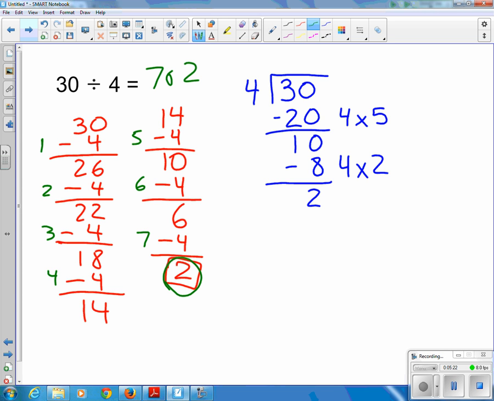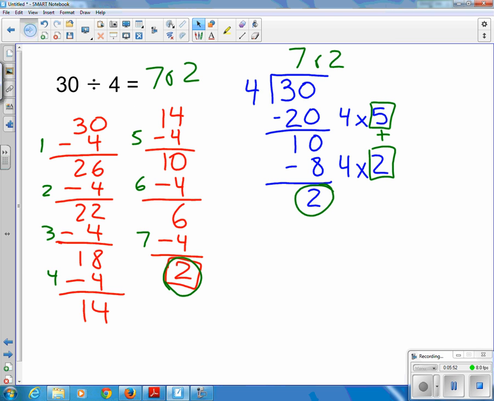Now, 20 is what? 4 times 5. So it's the 4 repeated 5 times. I subtracted 4 5 times in here, and here I subtracted 2 times. So if I add these two partial quotients, 5 and 2, that will be 7. You add the partial quotients to get the final quotient. And then don't forget that we do have a remainder, 2.